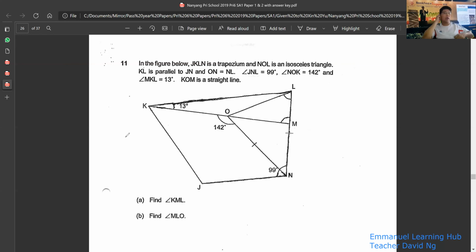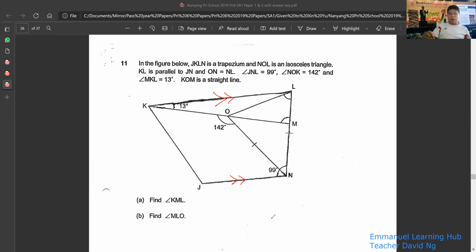What are the things that are similar between a trapezium and a parallelogram? Can you tell me? This trapezium has one pair of parallel lines, but the parallelogram has two pairs. Okay, so that's a difference, but the similar aspect is both have parallel lines. Yes. Okay, both have parallel lines.